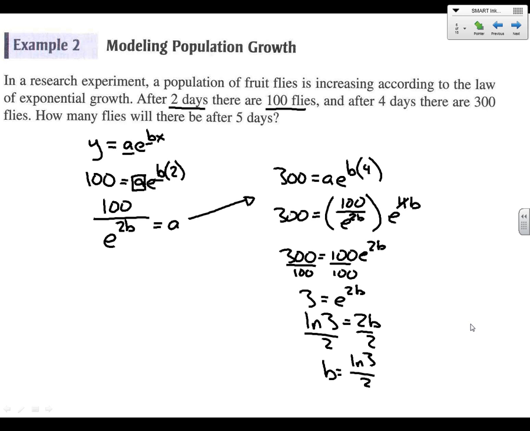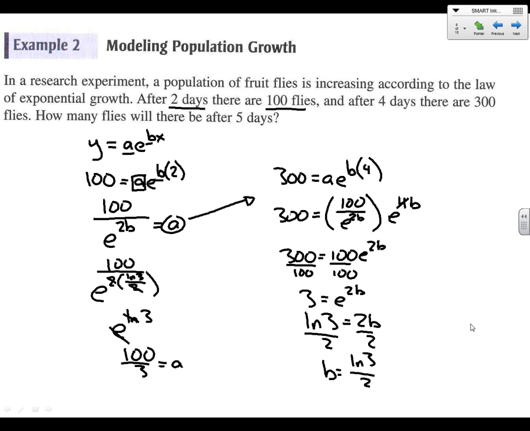And then we'll go back over here for a and solve this. 100 over e to the 2, and we'll plug in what we figured out for b: natural log of 3 over 2. Those 2's cancel out. And so we'll have e to the natural log of 3. What happens when we have e raised to the power of natural log? They cancel. So the 3's left. So we just have 100 over 3 equals a.